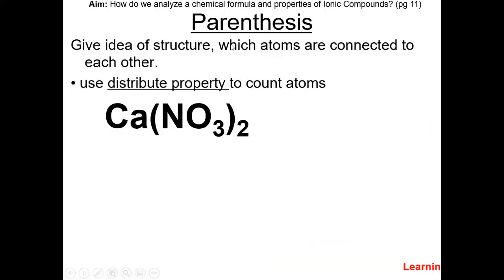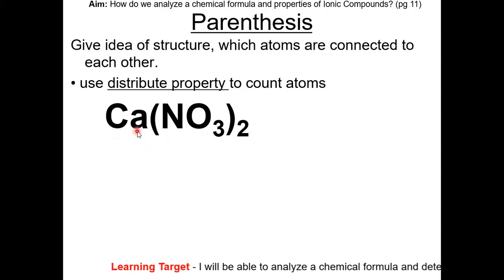Now we can talk about parentheses. So parentheses give an idea of the structure of which atoms are connected to each other. So use the distributive property to count the atoms. So this subscript 2 only applies to nitrogen and oxygen because they are in the parentheses. This 2 does not apply for calcium because it's outside the parentheses.